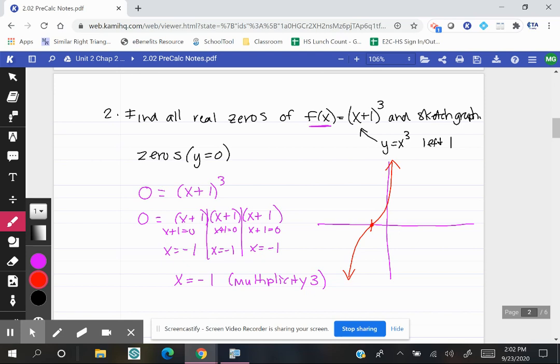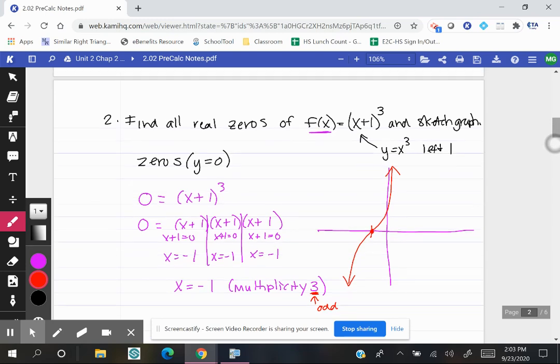So notice here when you have a multiplicity of 3, and we're going to be talking about this as we continue on, it's an odd multiplicity, which is something you want to take note of. And it cuts through at that point. So you can't tell by looking at the graph that there's more than one -1 there. But if I know the multiplicity is 3, I know that it's going to cut through that graph because it's odd.